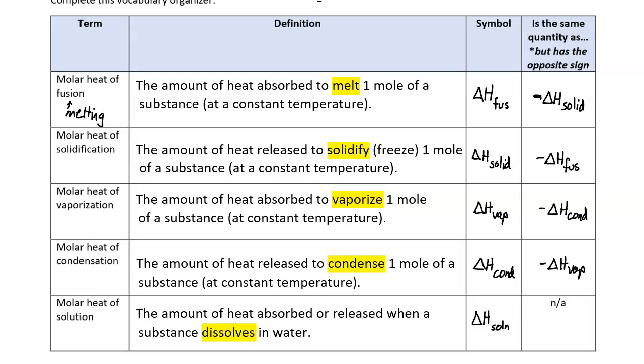The last one I've written in not applicable. Delta H solution doesn't have an opposite process. It's not a phase change. Now that we know the meaning of the vocabulary words and we have symbols to represent them, we can solve some problems that use these concepts. I'm going to scroll down.